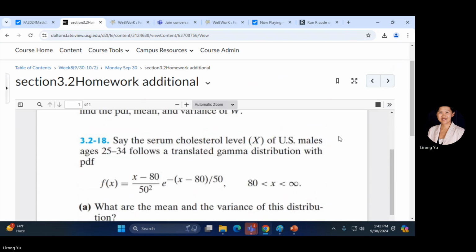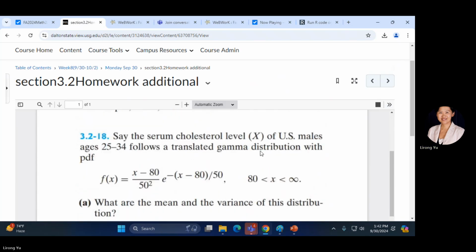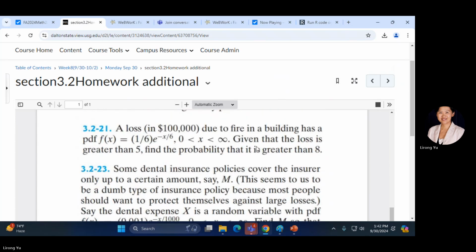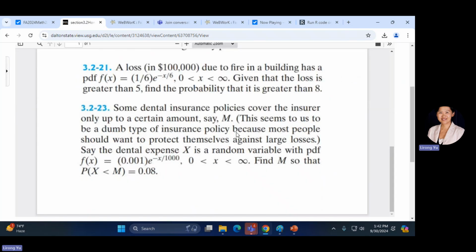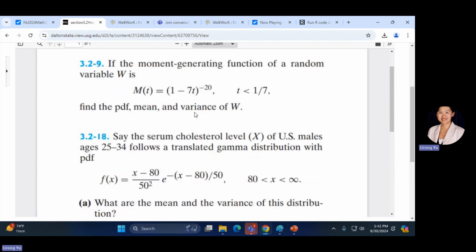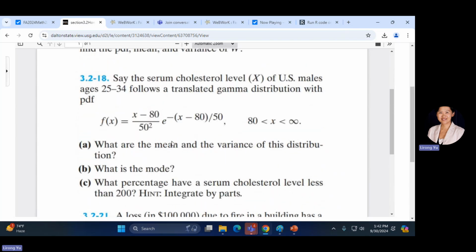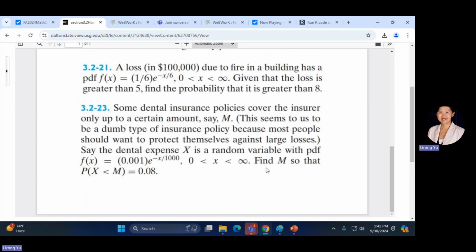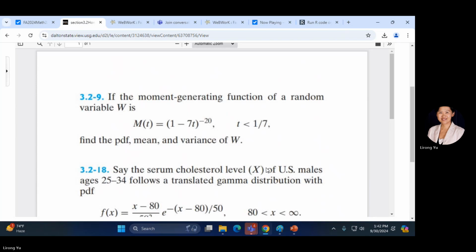So that's gamma distribution. The exponential distribution ones are 21, 23. That's also exponential distribution, frankly. The first two, number 9 and number 18, are gamma distribution. Number 21 and 23 are exponential distribution. So I pulled 4 questions as additional homework. Any question?